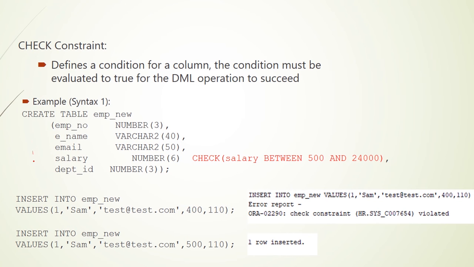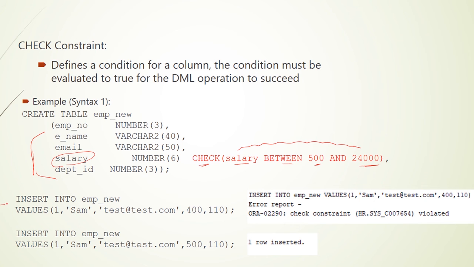It contains 5 columns. Here in the salary column, we define a constraint: salary number 6, check salary between 500 and 24,000. This condition must be evaluated to true for the DML operation to succeed.